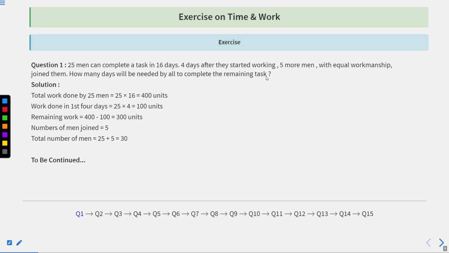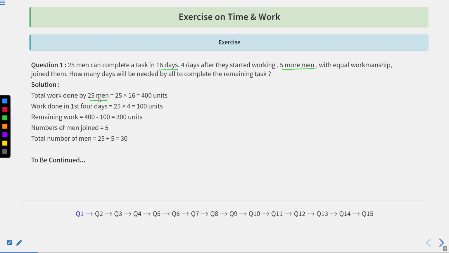So, in this question, it is given that there are total 25 people working on a task and they complete the task in 16 days. That means we can find the work done by those 25 men. After 4 days, 5 more men joined. That means now there are 30 men with equal efficiency, to be more precise. So how many days will be needed?